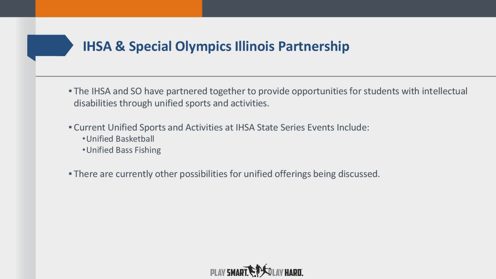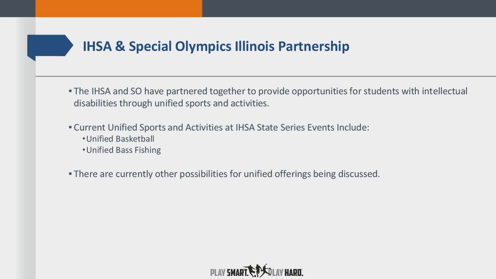And we also have a partnership with Special Olympics Illinois, and we provide opportunities for students with intellectual disabilities through this partnership through something called Unified Sports and Activities. Basically, Unified Sports and Activities means that the Special Olympics is offering, with our assistance, opportunities for Special Olympics athletes to pair up with able-bodied athletes to compete in, and represent their school in competition.